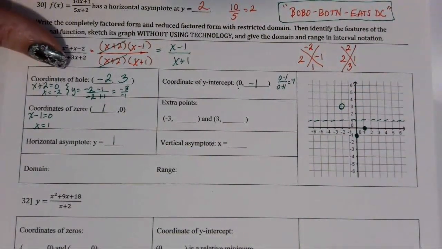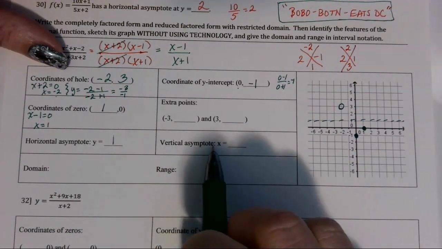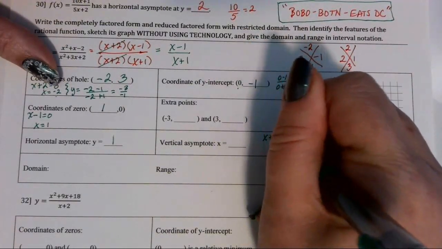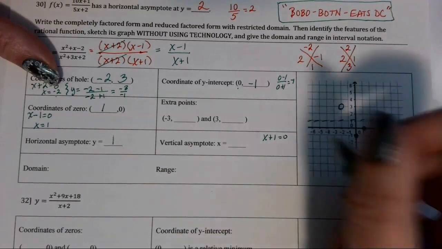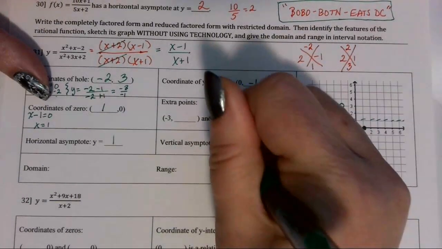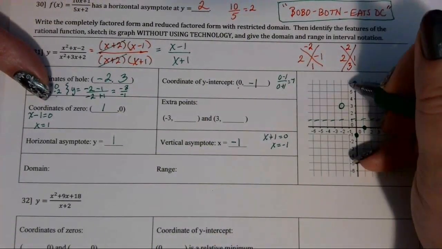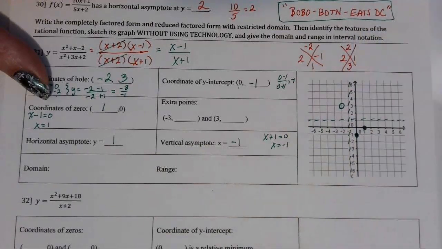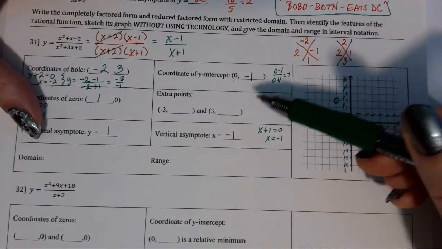And then our vertical asymptote comes from non-canceled factors in the denominator, and that would be x plus 1. We set that equal to 0, subtract 1 from both sides, and x equals -1 is the vertical asymptote. So we sketch that on the graph. Then we need some extra guide points.